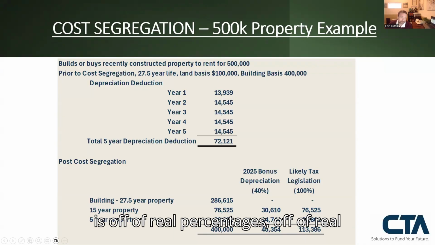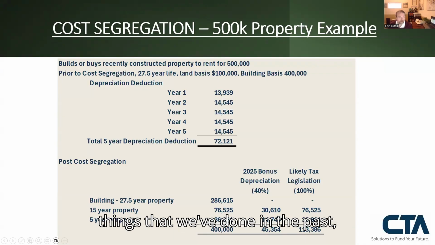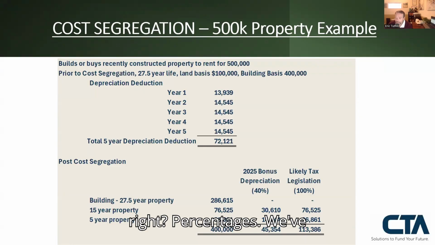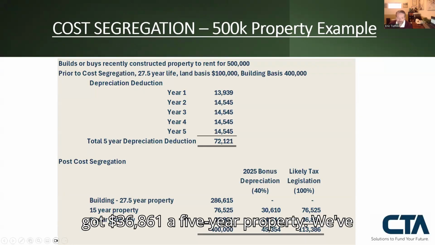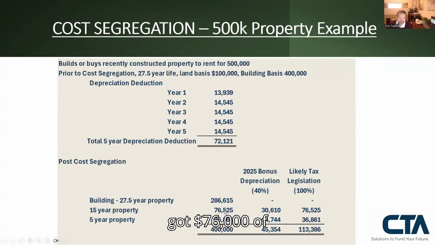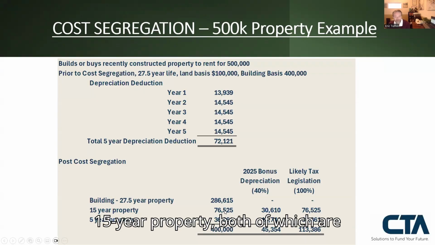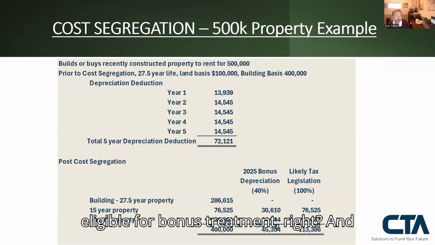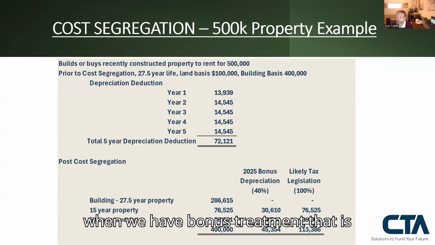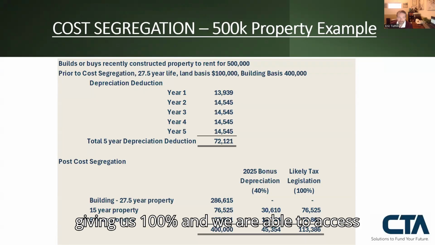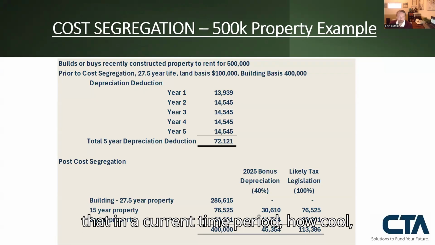So what cost segregation does is it says, of that $400,000, we have identified $36,861, and this is off of real percentages, off of real things that we've done in the past, right? We've got $36,861 of 5 year property. We've got $76,000 of 15 year property, both of which are eligible for bonus treatment. And when we have bonus treatment, that is giving us 100% and we are able to access that in a current time period, how cool, right?